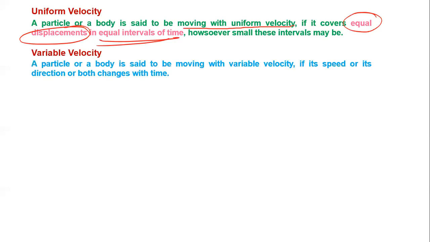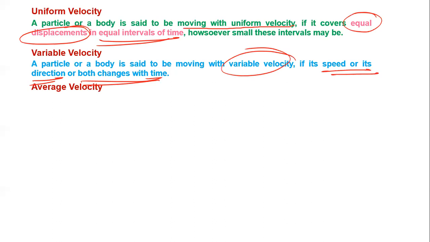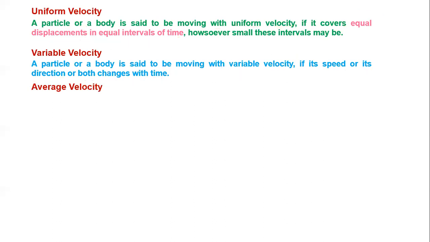Now, variable velocity. A particle or a body is said to be moving with variable velocity if its speed or its direction, or both, change with time. So if either speed or direction changes with time, then only it is called variable velocity.